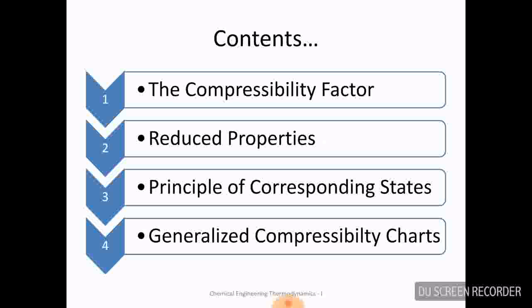The topics that we'll be covering in this presentation are the compressibility factor, reduced properties, principle of corresponding states, generalized compressibility charts.